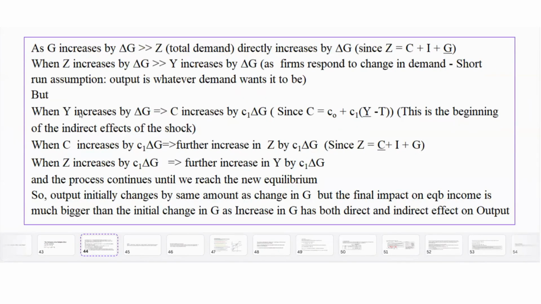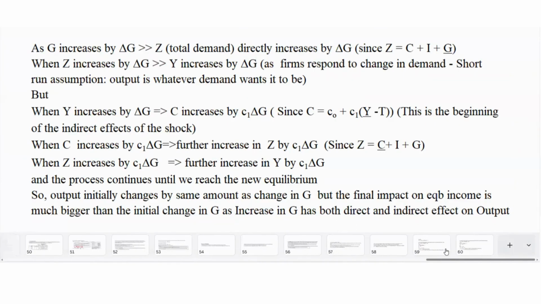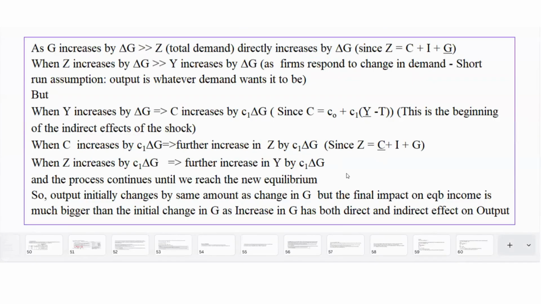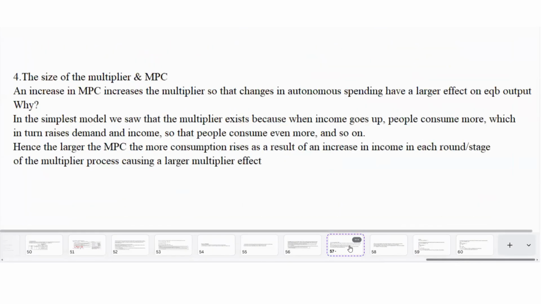So we said, okay, when Y increases, that increases C, which further increases demand, which further increases Y. And this increase in C that happens because of the increase in Y is the beginning of the indirect effects of the shock, which is the reason why an initial change in G results in a greater effect on equilibrium Y, because in addition to the direct effect, it also has indirect effects on Y.